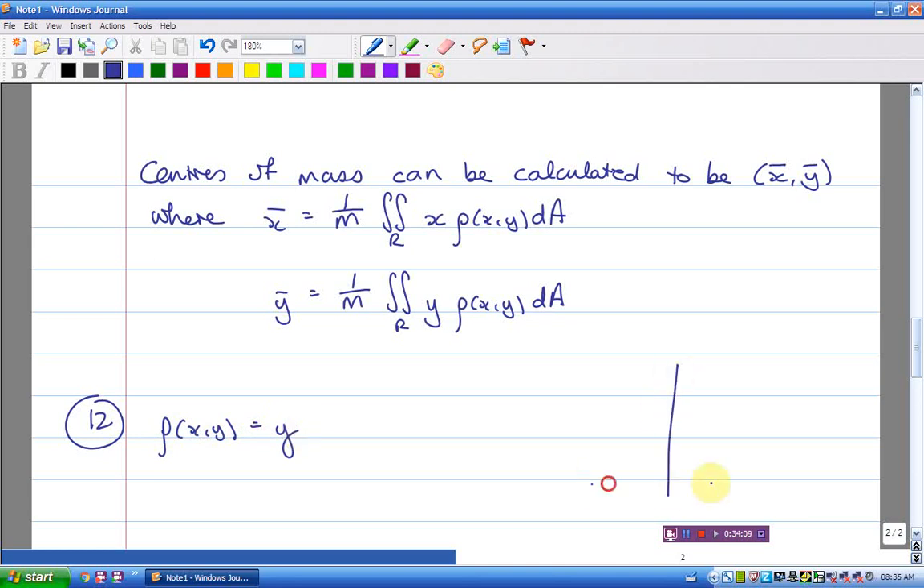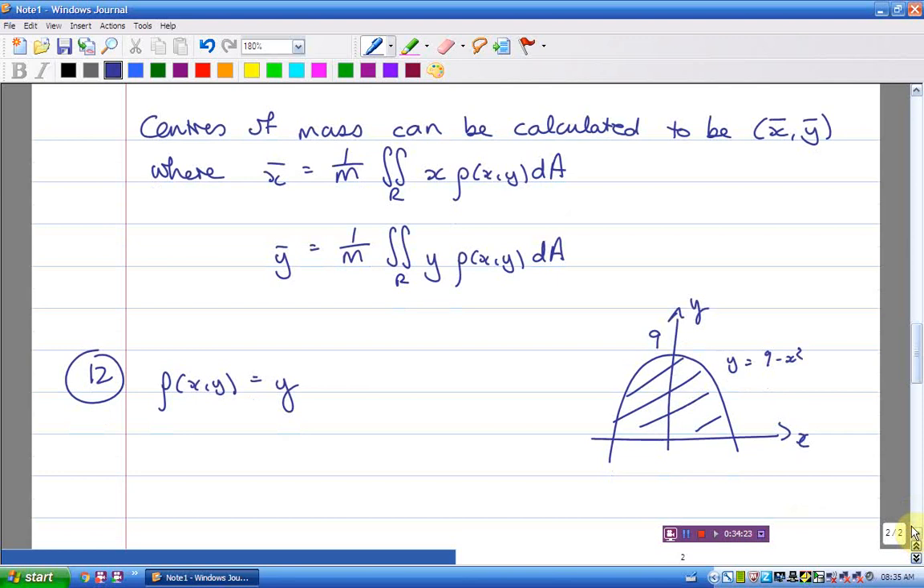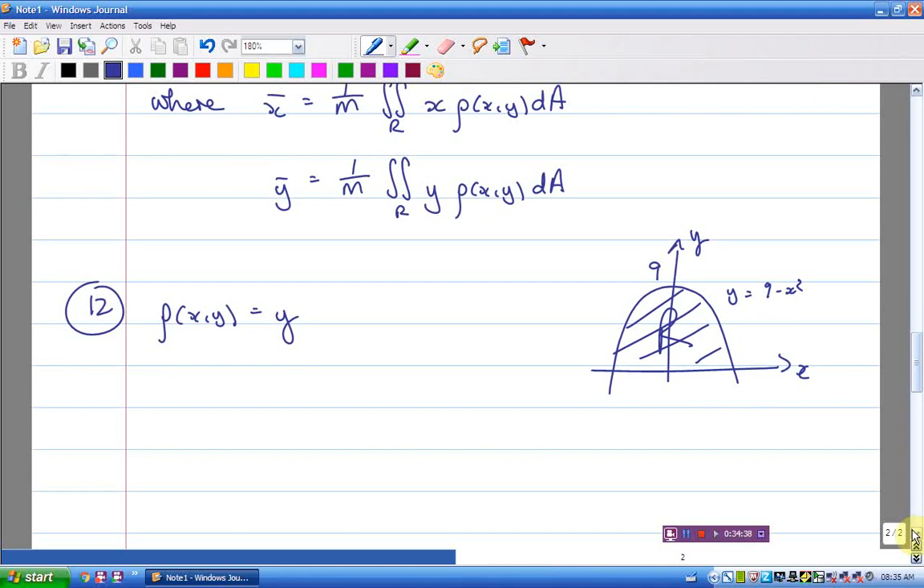Y equals 9 minus x squared, that's a sideways parabola. And y equals 0, that's the x-axis. So there we go. Okay, so that's the region. So that's a laminar, a two-dimensional sheet of something or other. And its density is just y. Let's work out the mass and the center of mass.